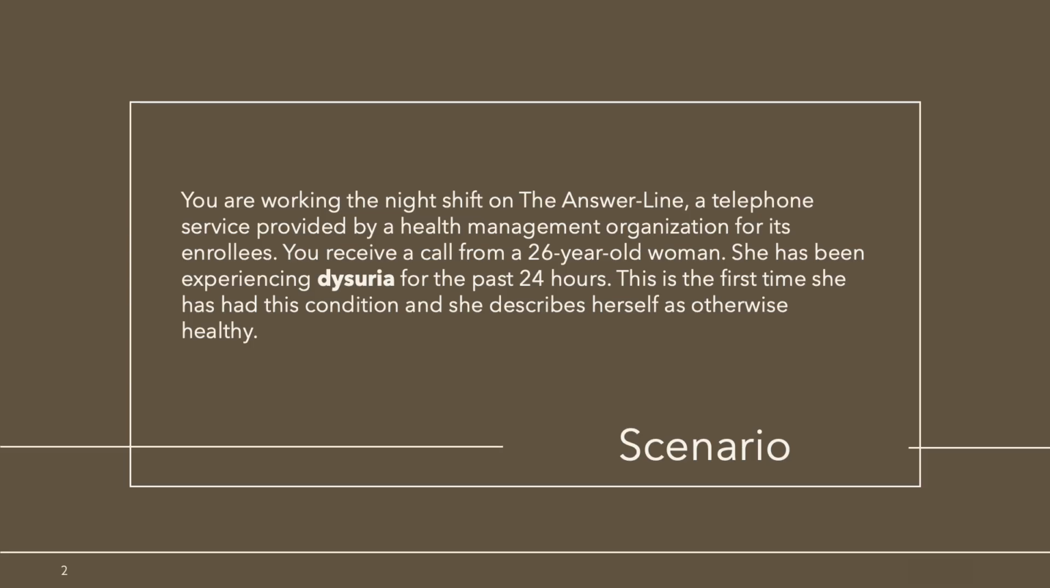So, the scenario: you're working the night shift on the answer line, a telephone service provided by a health management organization for its enrollees. You receive a call from a 26-year-old woman. She has been experiencing dysuria for the past 24 hours. This is the first time she has had this condition, and she describes herself as otherwise healthy.